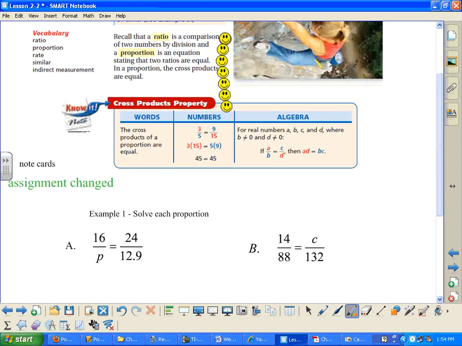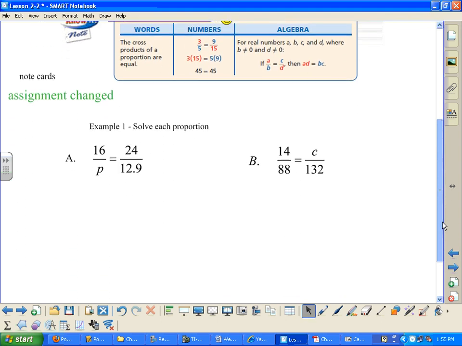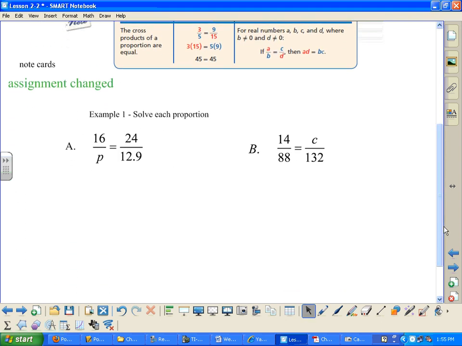You probably remember this. Where we just basically cross multiply. How many of you remember cross multiplying? Okay. All right. So the first part of this should go rather quickly. So I'll do letter A, and then you guys can do letter B.